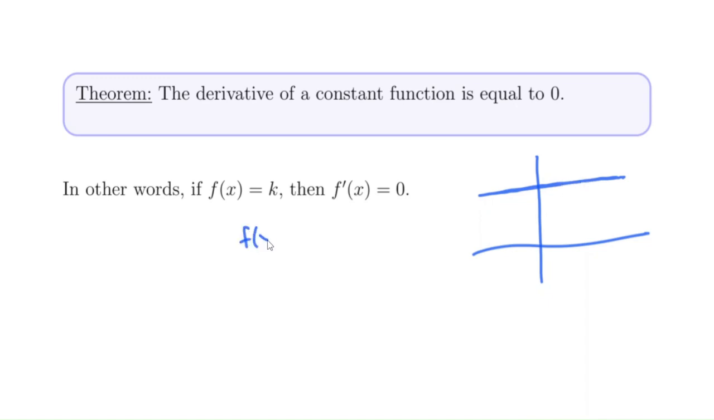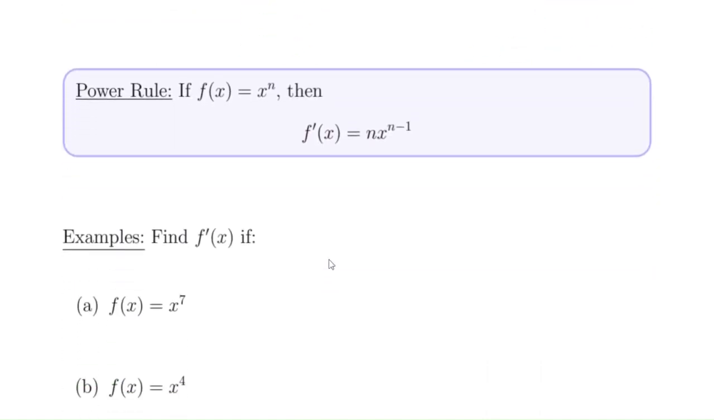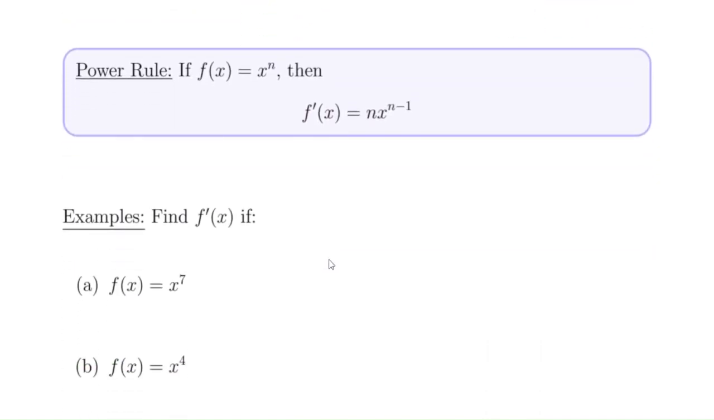All right, so if f of x equals 5, right? So if this is up here at a height of 1, 2, 3, 4, 5, f of x equals 5, right? There's the function. What is the slope of the tangent line? Well, the slope of the tangent line at any point is going to be 0. So f prime of x will be 0. So the derivative of any constant function is just going to be the 0 function. Okay, now the next rule is going to be extremely useful.